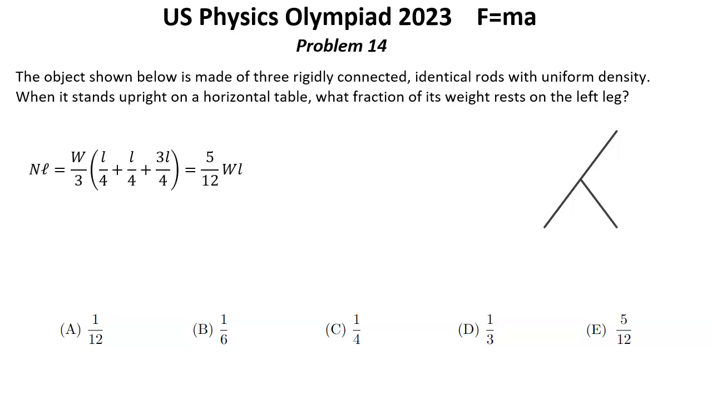The torque from normal force N equals NL, which is equal to W/3 multiplied by the sum of the 3 distances from the center of mass of each of the 3 rods, which are L/4, L/4, and 3L/4, giving us 5/12 WL. And from here we have the normal force on the left leg N is 5/12 W, which is answer E, and that was the solution for problem number 14.